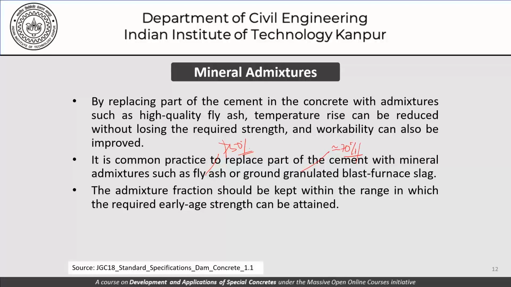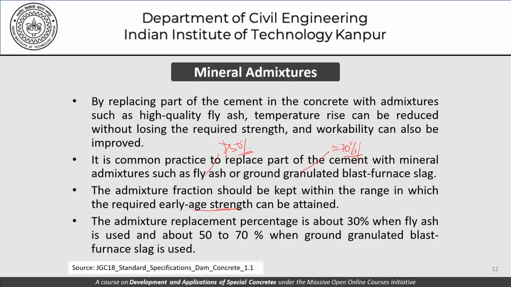The admixture fraction should be kept within the range in which the required early age strength can be achieved. If there is a requirement for early age strength, there may be problems if we use a lot of mineral admixture. So that is something which the engineers have to keep in mind. And the replacement, as I've already mentioned, as far as mineral admixtures are concerned, the percentage could be about 30%. It could go up to 50% as far as fly ash is concerned, but 50 to 70% in case of ground granulated blast furnace slag is not so uncommon.